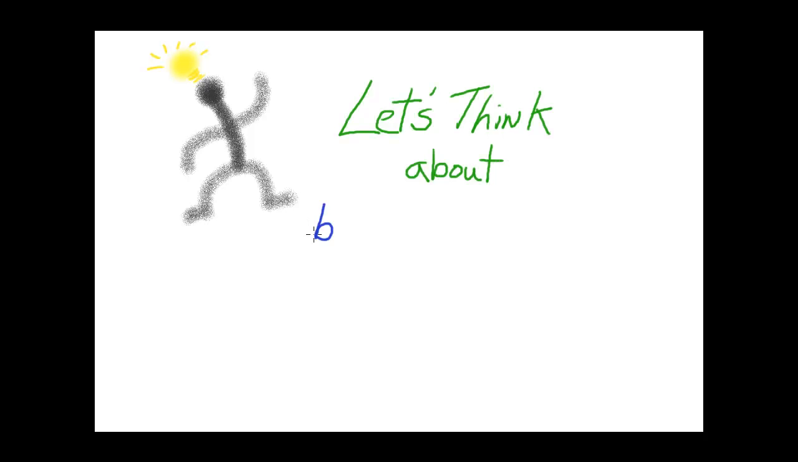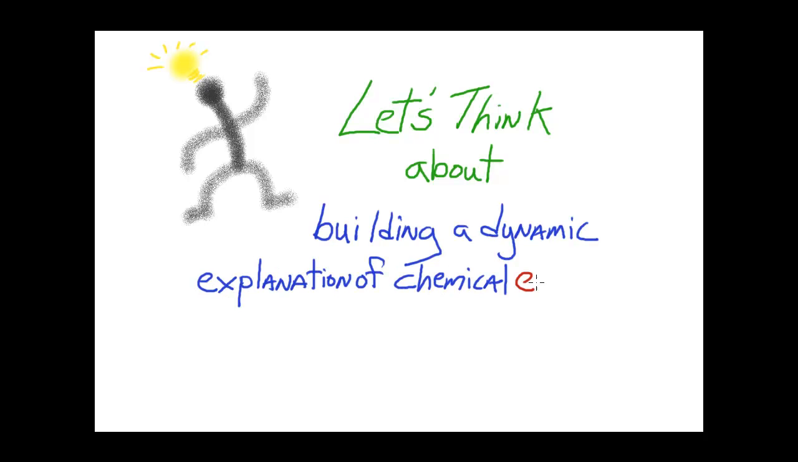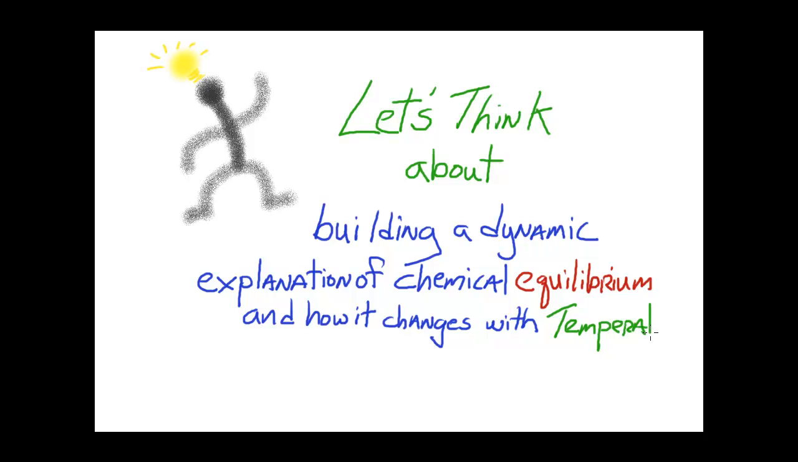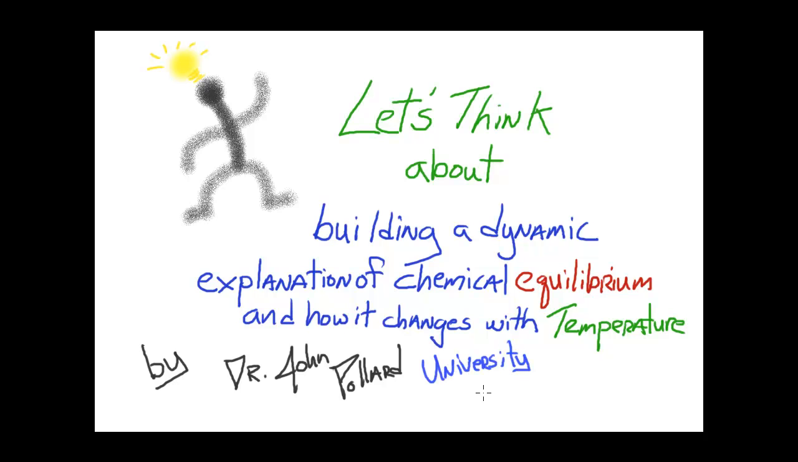After watching this video, you should have a fundamental understanding of how you can build an explanation of the equilibrium state of a reaction based on the rates of the forward and reverse reactions in that process, as well as providing an explanation of why the equilibrium point changes in a reaction when the temperature changes.